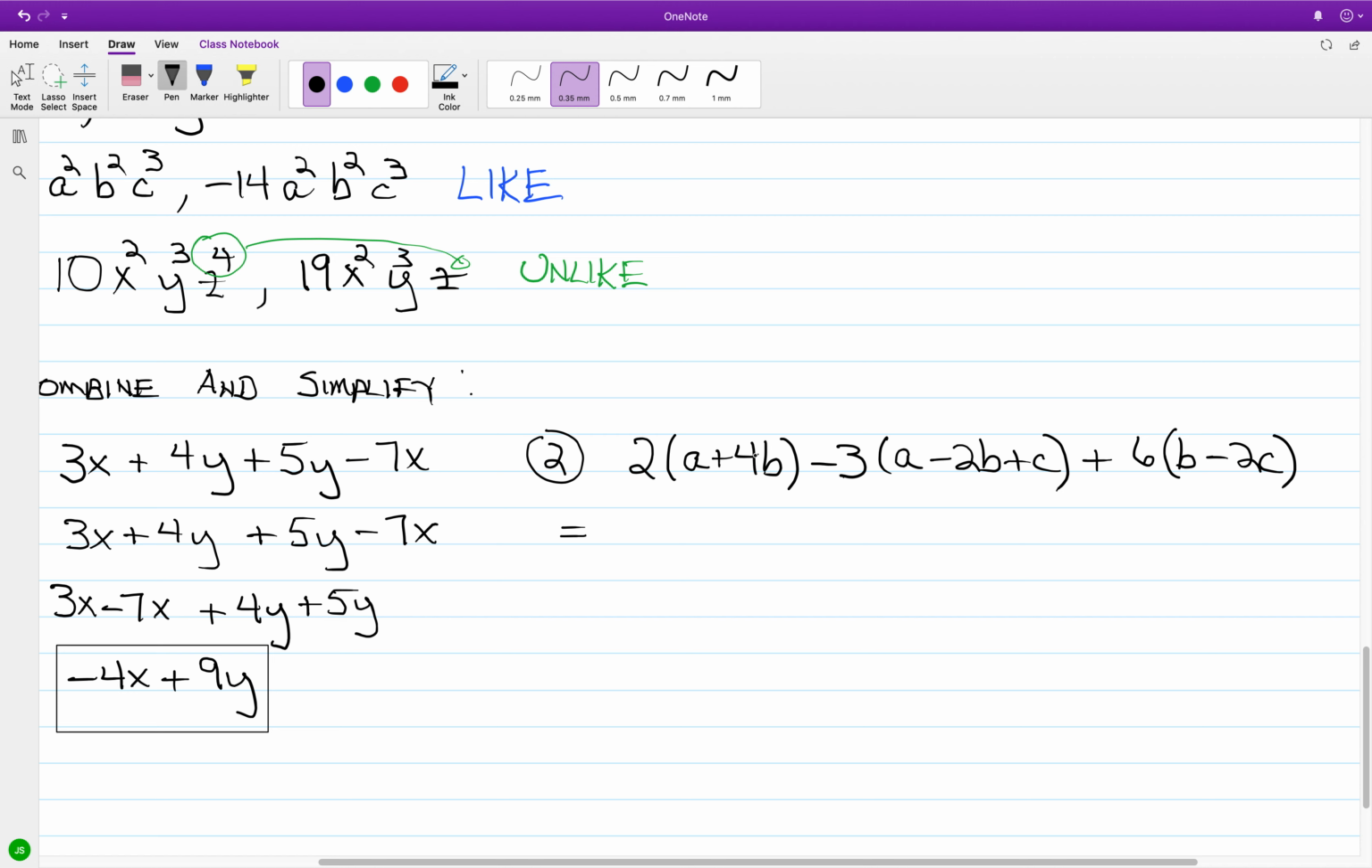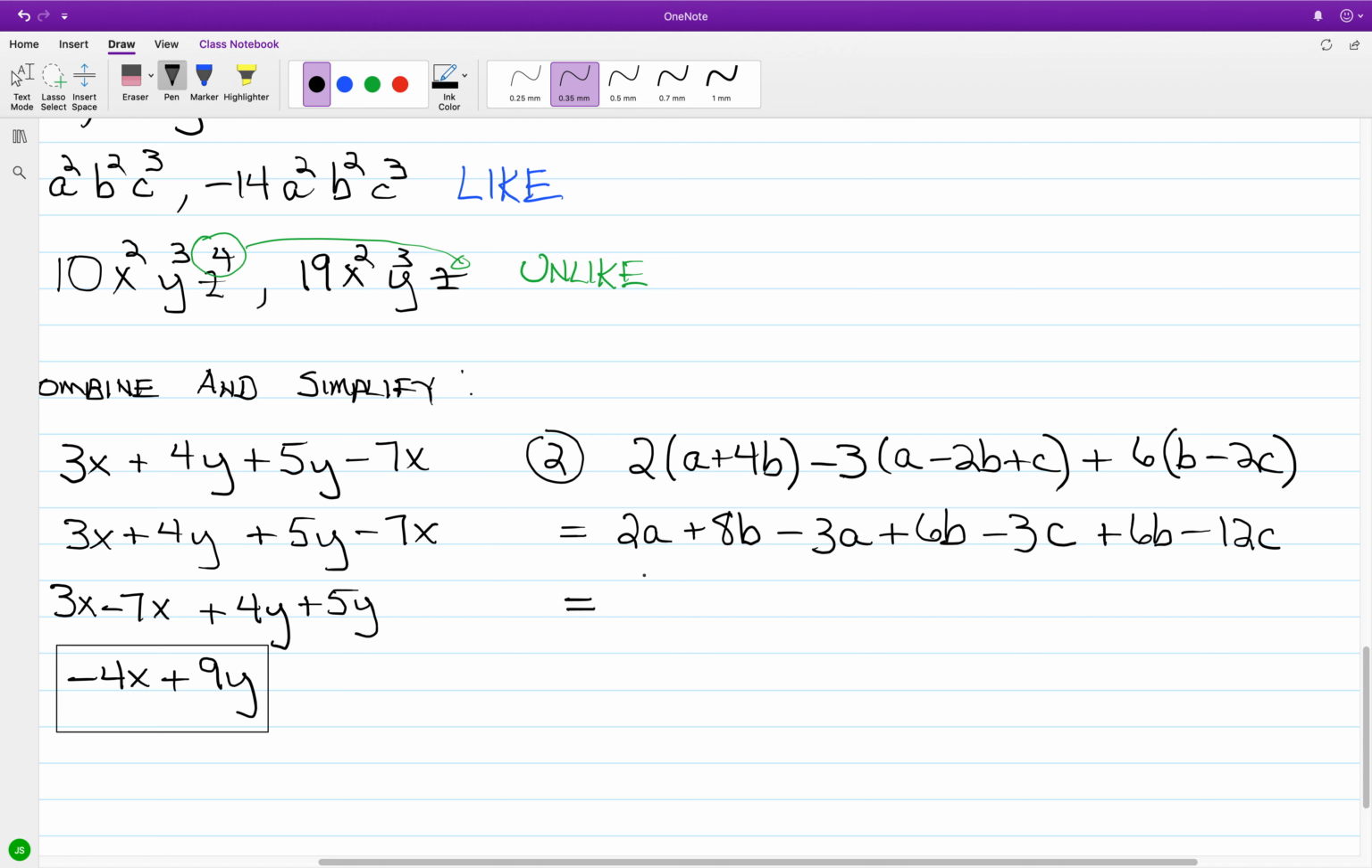Now for 2 times A plus 4B, I can distribute the 2 over A plus 4B. So you have 2 times A is 2A. 2 times 4B becomes 8B. And we have minus 3 times A minus 2B plus C, so this would be minus 3A. Negative 3 times negative 2B comes out to positive 6B. Negative 3 times C comes out to negative 3C. And 6 times the quantity of B minus 2C, that's going to be plus 6B minus 12C.